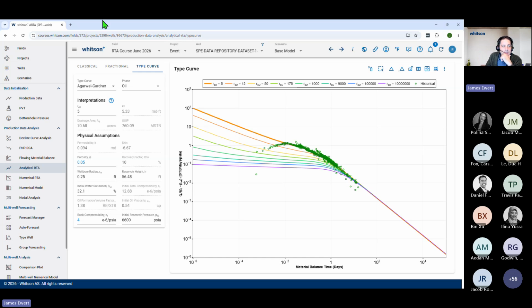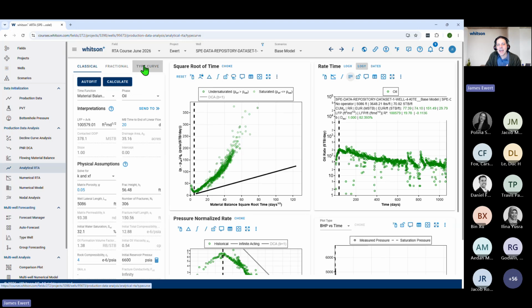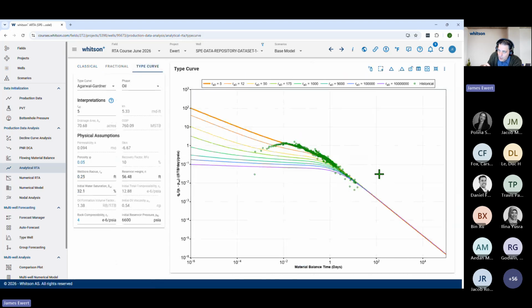Now, when I said, in terms of data quality or how the well is doing, you don't have to click with me. I'm just going to click back to production data. It'd be very difficult to look at this data and say that there's reservoir signal. To me, it's impossible to tell. And so what Analytical RTA, the type curve specifically, does for us is it translates that in a way so we can get a view of what's going on.